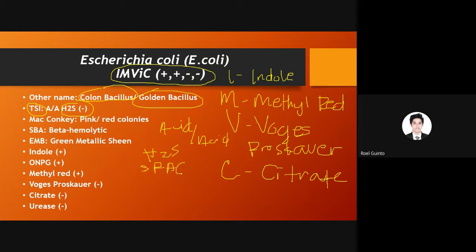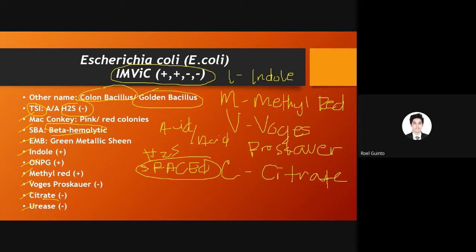Di ba? May mnemonics tayong space. Tatandaan natin yun. So next, in MacConkey agar, Escherichia coli produces pink or red colonies. In sheep's blood agar, it produces beta hemolysis. And na-discuss na natin previously sa ating culture media that Escherichia coli produces green metallic sheen colonies in EMB, indole positive, ONPG positive, methyl red positive, Voges-Proskauer negative, citrate negative, and urease negative.